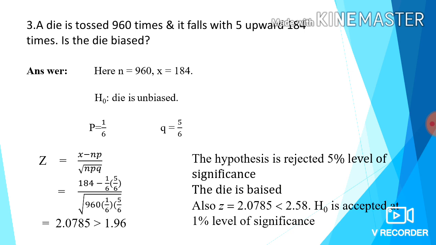Also, Z equal to 2.0785 is less than 2.58. So the hypothesis is accepted at 1% level of significance. The hypothesis is rejected when we take 5% level, and accepted when it is taken at 1% level of significance. So these two are the possibilities.